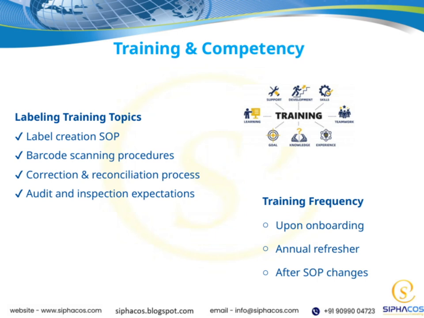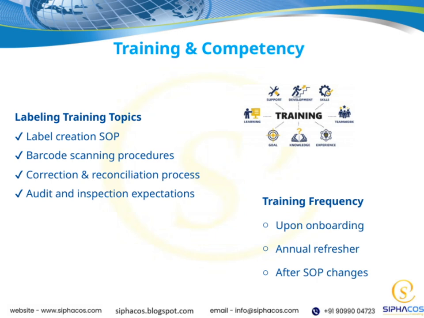Now, moving on to training and competency, it's not just about delivering training, but also ensuring that team members are truly competent in their roles. One key area is labeling training. This includes understanding the label creation SOP, which guides how labels are to be created consistently and accurately. We also need to focus on barcode scanning procedures, as accurate scanning is critical for tracking and inventory management.